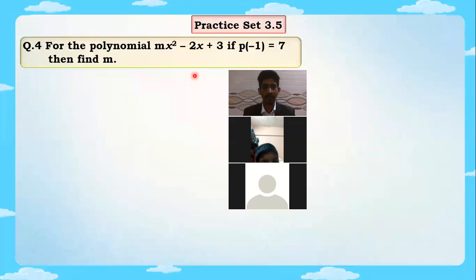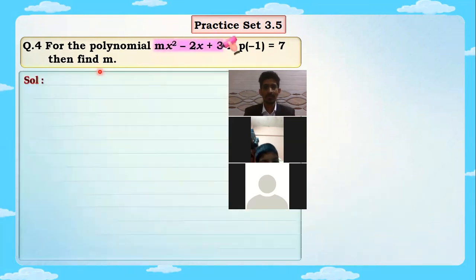For the polynomial mx square minus 2x plus 3, if p of minus 1 is equal to 7, then find the value of m. Now students, if you look at the given polynomial, this is a given polynomial given to us. In this we are supposed to find the value of m. That means this m is the missing term. m के बदले कोई तो एक नंबर है जो हम लोग को फाइंड करना है. So अगर m नंबर है तो वेरिएबल कौन है?